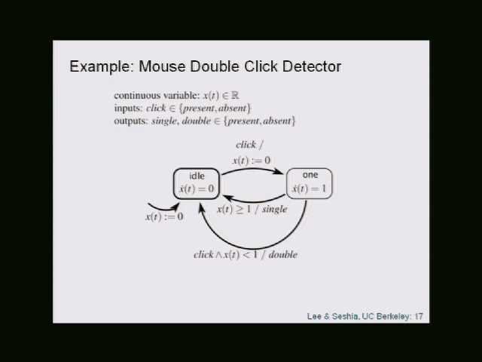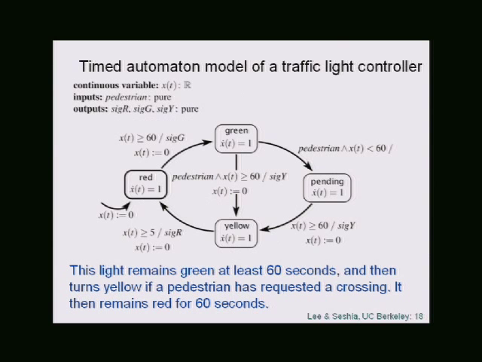Okay, so we saw this point that the number of states of this automaton is really infinite. Okay, so this is an infinite state machine. Okay, now we can go back to the traffic light controller, and we can also turn that into a timed automaton. So previously, remember we had the variable count, which was going from 0 to 60. Here we have a continuous variable x of t.